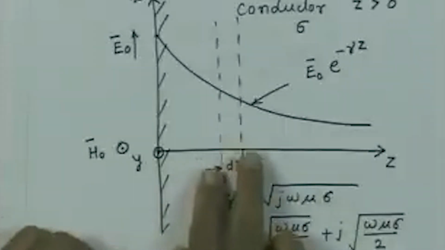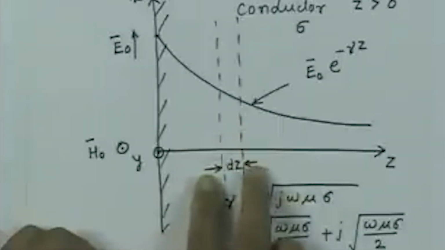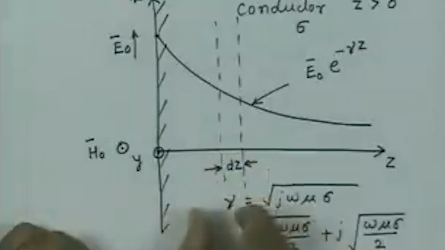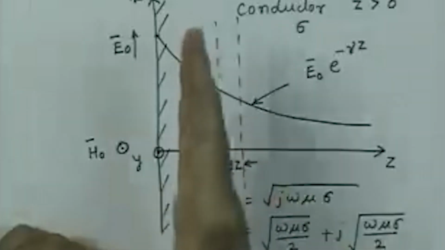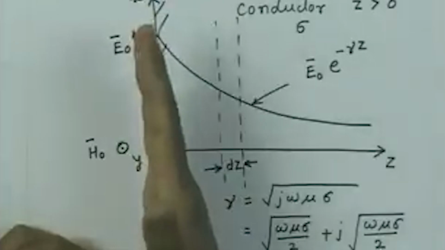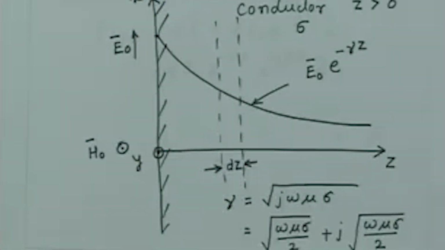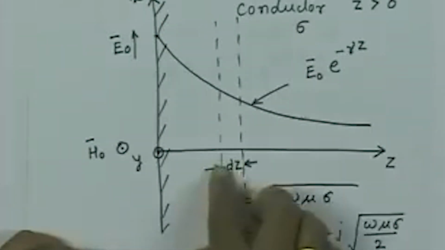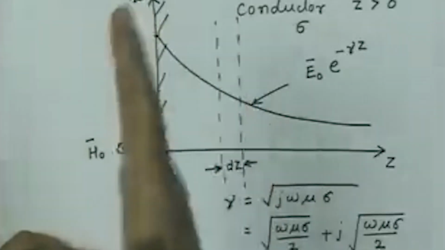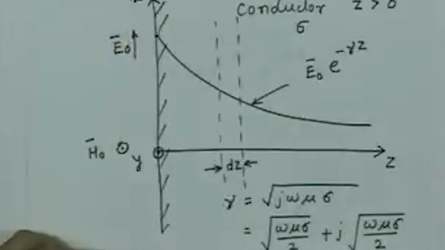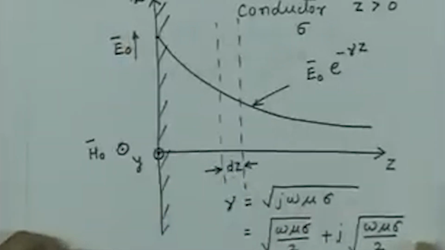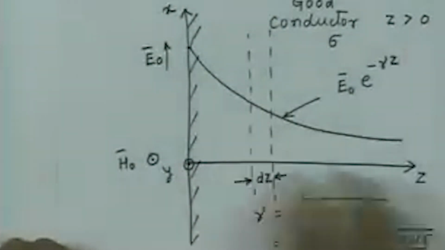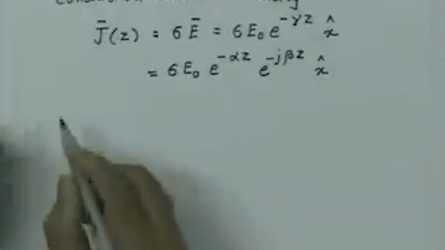So, if I want to find out what is the current which is flowing in this slab of depth dz, that will be equal to the conduction current density multiplied by this, because I am taking the depth in the y direction, which is equal to unity. So, the area of cross section, if I take, that will be dz into unity in that direction. So, the total current for unity depth in the y direction will be 1 into dz into the conduction current density. So, I have here now the current flowing in this small region.